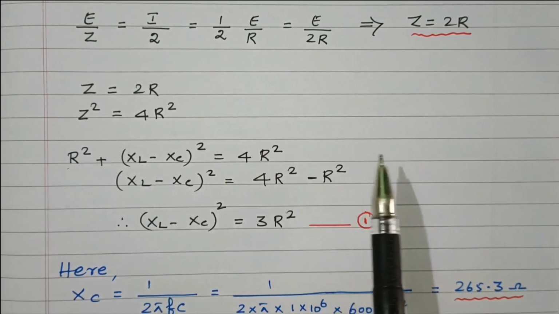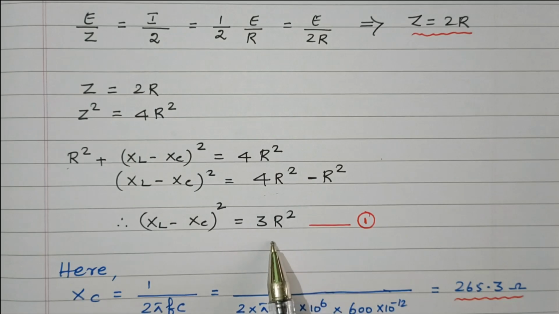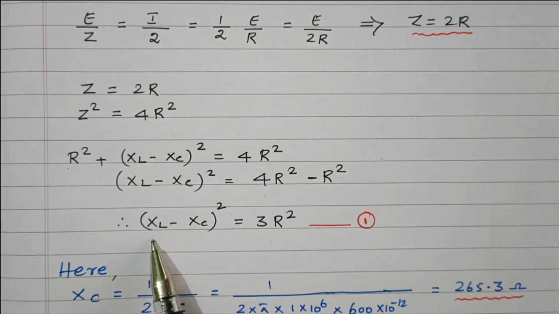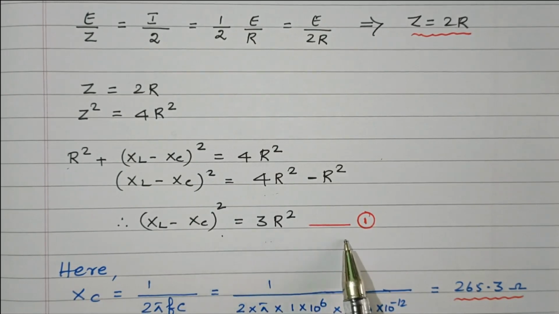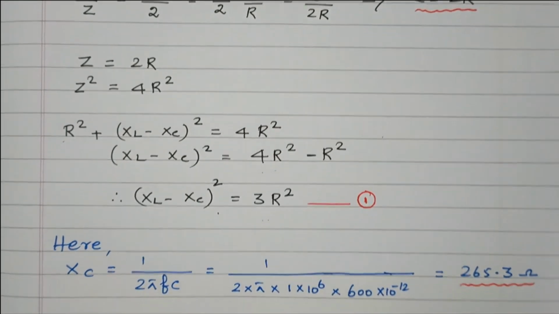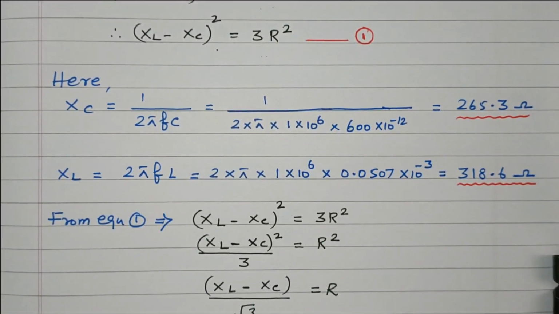Bring this R square to that side, so it becomes minus R square. So 4R square minus R square is 3R square. So (XL minus XC) the whole square equal to 3R square. We'll take this as equation number 1. Now we'll find the XC and XL values, capacitive reactance and inductive reactance.